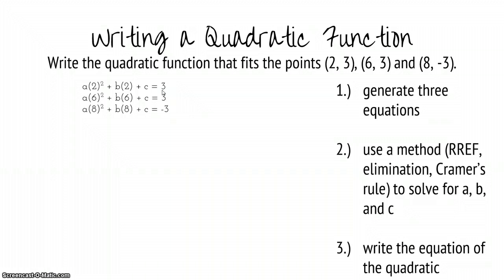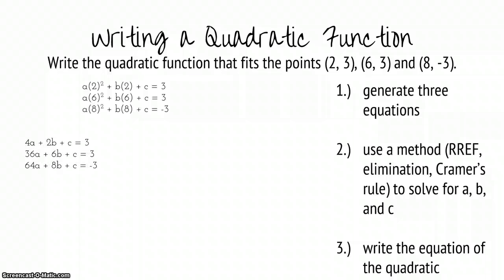Same thing actually, if I input 6, my output is 3, because in the second ordered pair, it's 6, 3. And so what I'm plugging in now is I'm plugging in 6 for x, and it's got to equal 3. So a6 squared plus b6 plus c equals 3. In the last one, a8 squared plus b8 plus c equals -3.